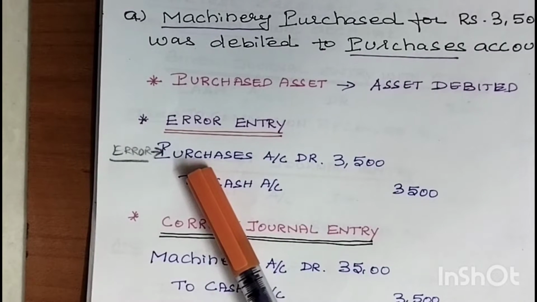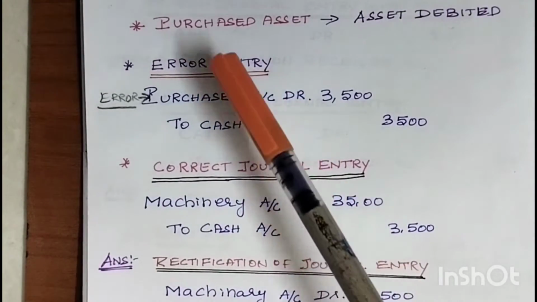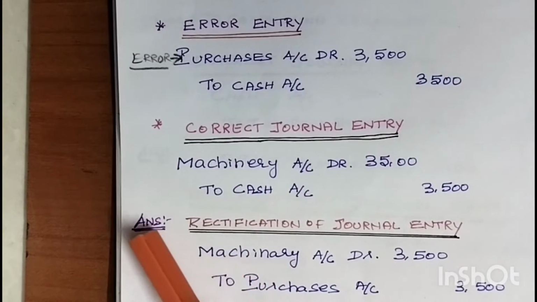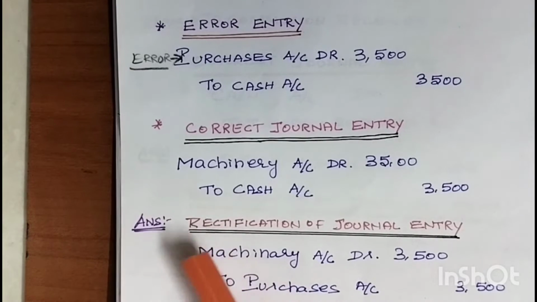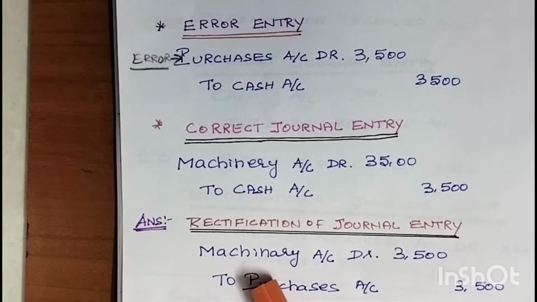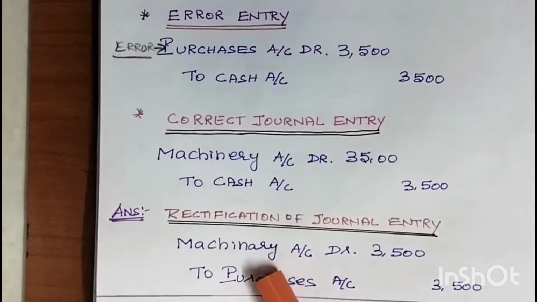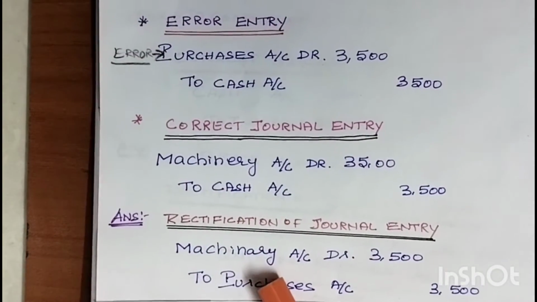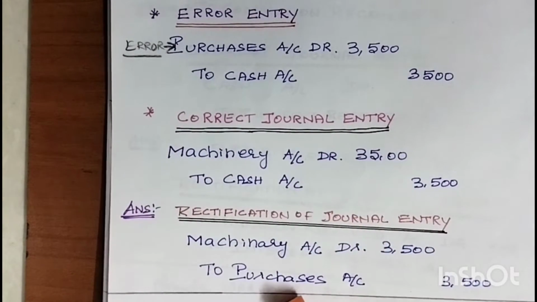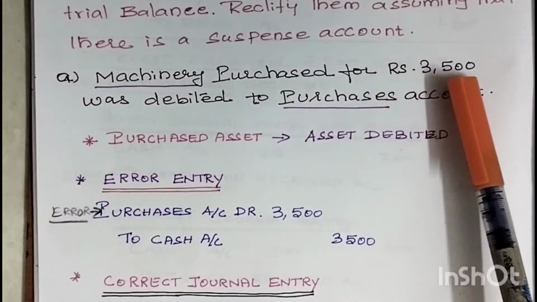How do we rectify it? Listen, this is the answer. These are the steps to find the error. This is the correct journal entry, and this only you have to enter into your answer sheet. This is the answer, but I will explain how this answer comes. These are all steps to get this answer. So the rectification of the journal entry is machinery purchased for 3,500.